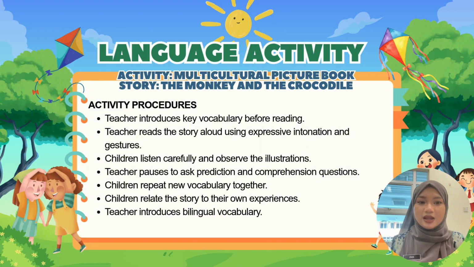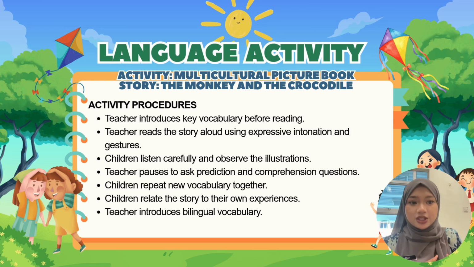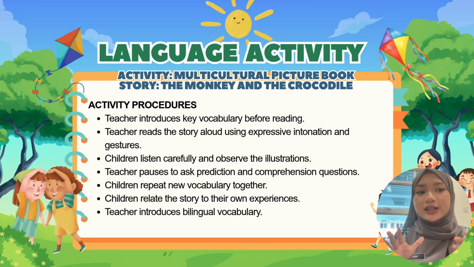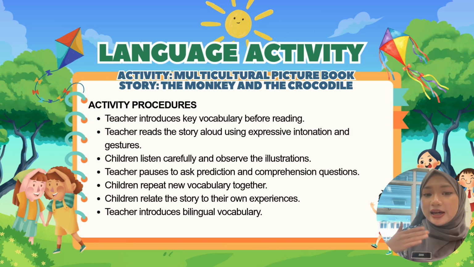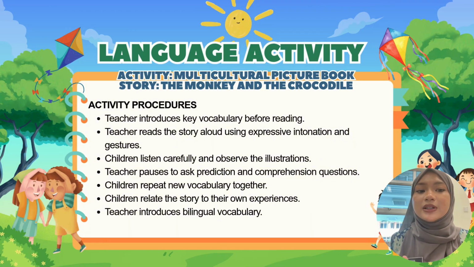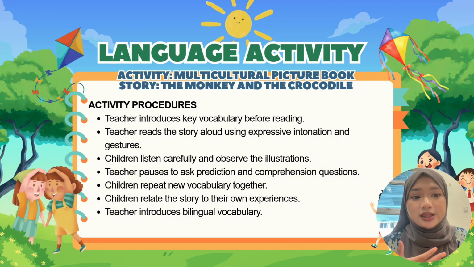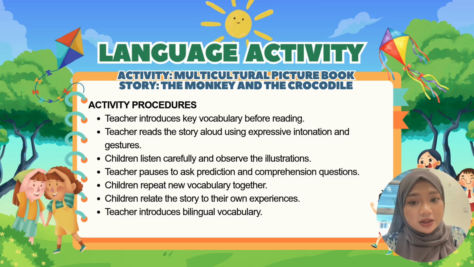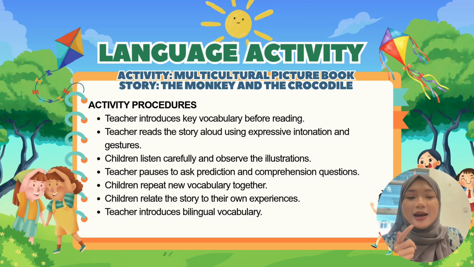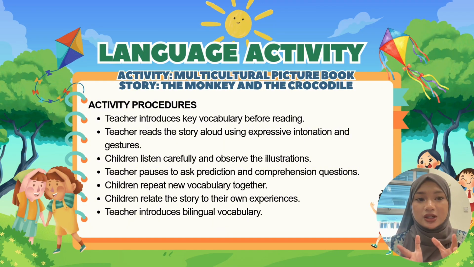The activity can be divided into 3 stages, which are before reading, during reading, and after reading. For the before reading stage, the teacher introduces the story title, characters, and important vocabulary. For example, the teacher introduces words such as monkey, crocodile, mango, and river. The teacher can use pictures or real objects to help children understand the meaning of these words.